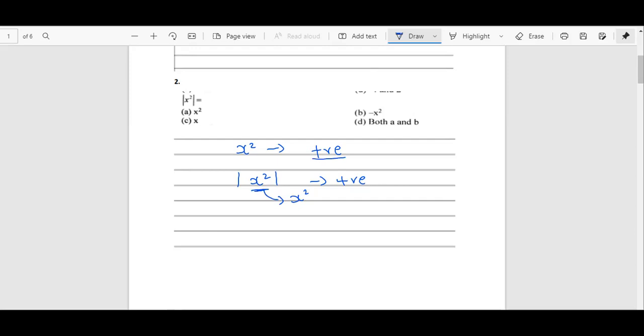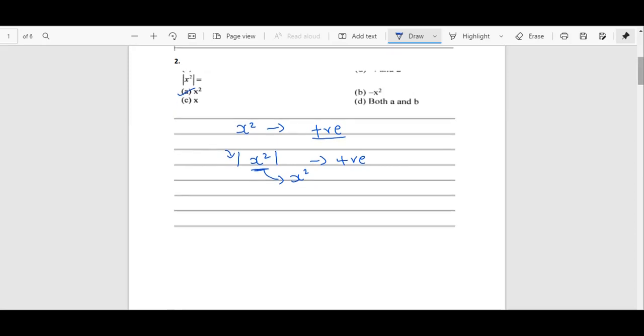But if it was |minus x square|, then even then we would have ended up with x squared as our answer. Why? Because what mod does is, if the integer is positive, it comes as it is. If the integer is negative, mod makes that negative integer positive. So in short, |x square| would be x squared, right? Because it was already positive, we will just write it down there. Okay, we're done with the second question as well.